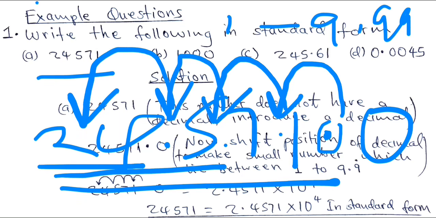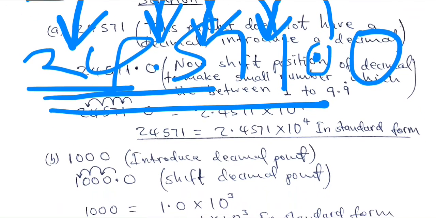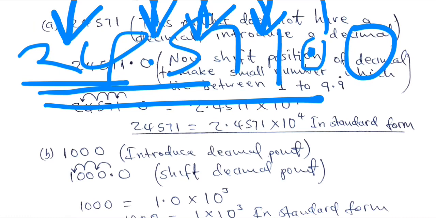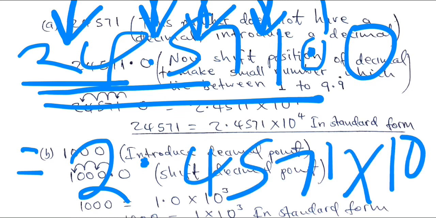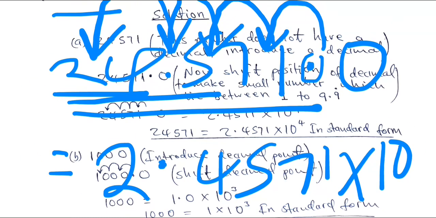Yes. Now if you put a decimal there, your number will be 2.4571. This 2 is a small number. It lies between 1 up to 9. Therefore, I can say this one is the best to be a standard form. It deserves to be a standard form. So now I can write my answer. This one in standard form will be equal to 2.4571 times 10 exponent what? It depends on the steps you shift.